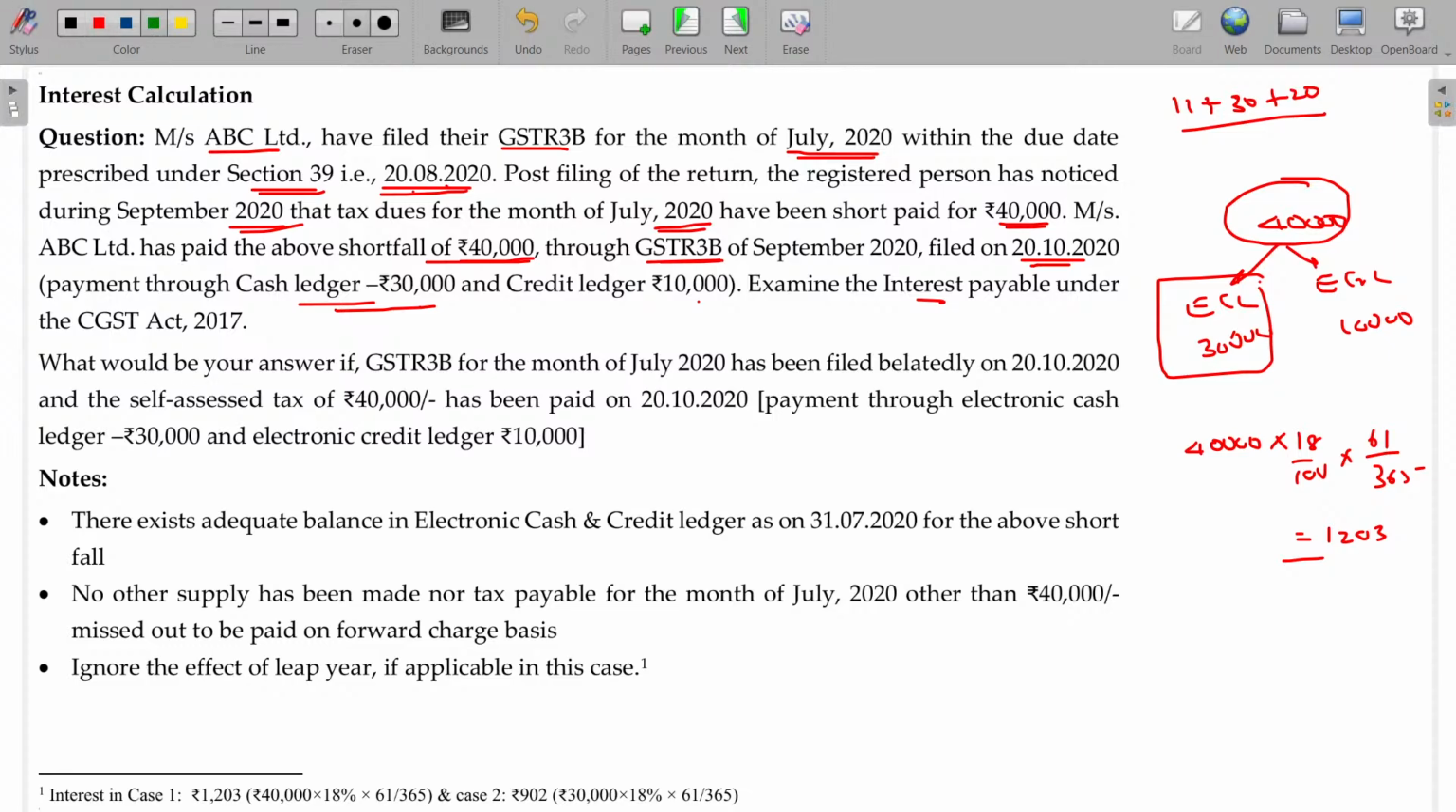Clear? What would be your answer if GSTR-3B for the month of July 2020 had been filed belatedly? He filed late. Then, if the payment is due to late filing, only the net tax liability will be considered for interest calculation. 30,000 into 18% into 61 by 365. I think 902. So note, ignore the effect of leap year and all. That's why I removed the leap year here.